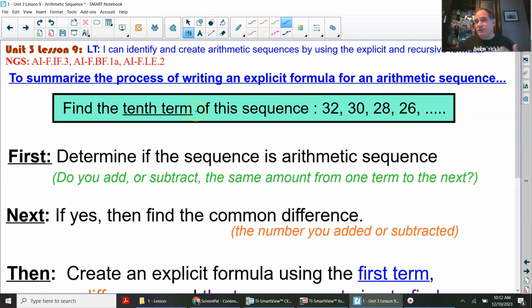So find the 10th term. This is an example. Summarize the process. Find the 10th term of this sequence. Determine if the sequence is arithmetic or not. We know it's an arithmetic sequence because it's going down by 2. It's decreasing by 2 each time. Just by looking at it, you should probably know what the common difference is. And if you said the common difference is -2, then you are correct. It is an arithmetic sequence.